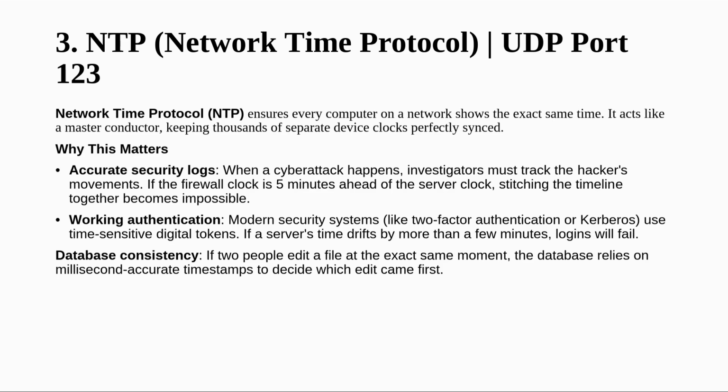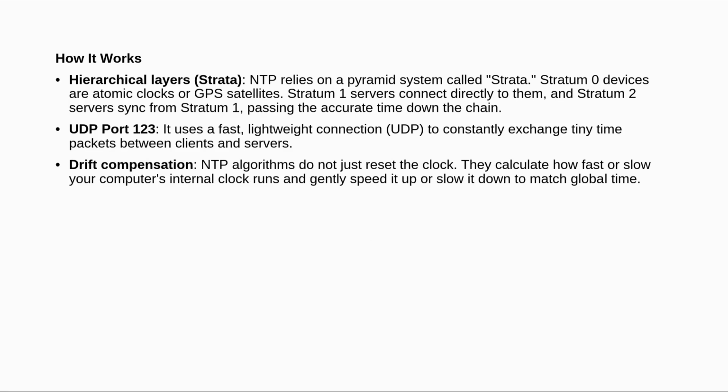Another is database consistency. If two people edit a file at the exact same time, the database relies on millisecond-accurate timestamps to decide which edit came first. So the Network Time Protocol ensures that every computer on the network shows the exact same time. The server and a computer must be synced to the same time, and that is possible with the Network Time Protocol. So how does it work? It has a hierarchical layer system which is known as strata.